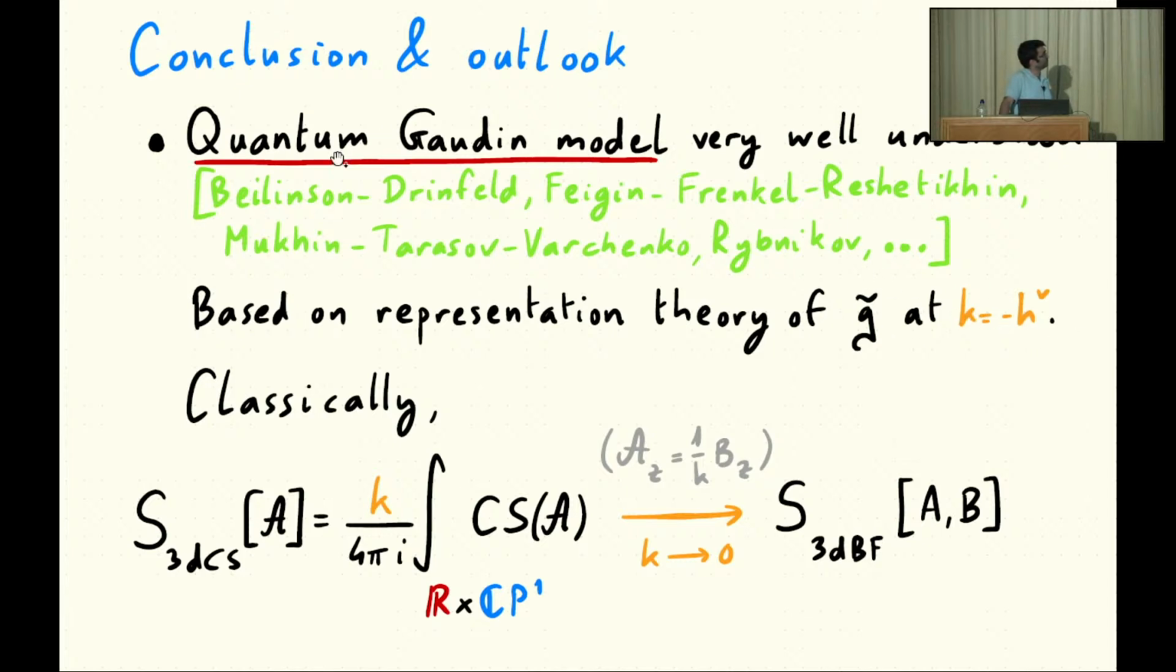In particular, all the Gaudin model Hamiltonians you can obtain from certain singular vectors in the vacuum Verma module of the affine Kac-Moody algebra at critical level. In fact, classically, 3D BF theory can be obtained as a certain level 0 limit of 3D Chern-Simons. Of course, if you take the naive level 0 limit, you just get 0. If you want to retain some non-trivial information, you can scale the field A_z as 1 over k times B_z, and that produces BF theory.